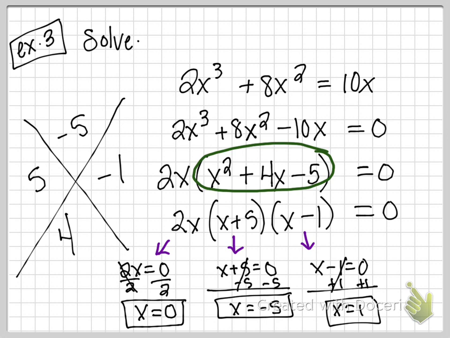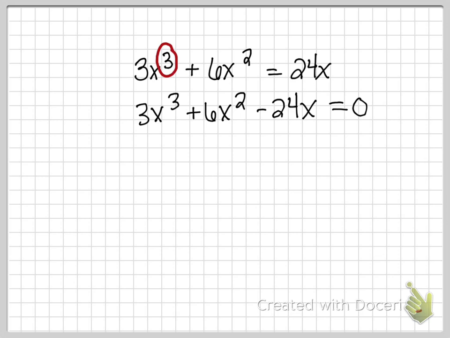Yeah, what's the 2x then? When you're solving, you have to set 2x equal to 0. If 2x equals 0, then divide by 2, 0 divided by 2 is 0. So x equals 0, x equals negative 5, x equals 1.